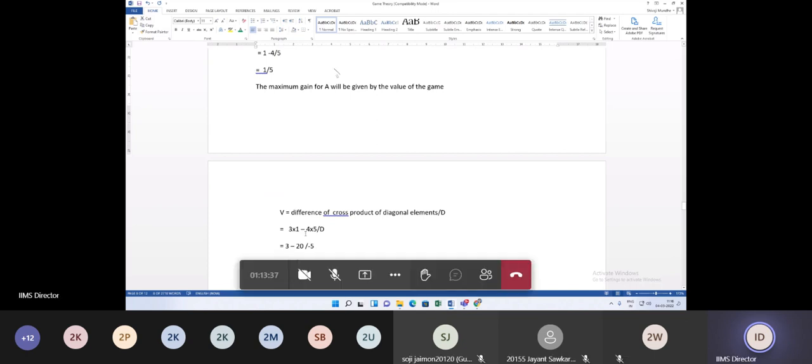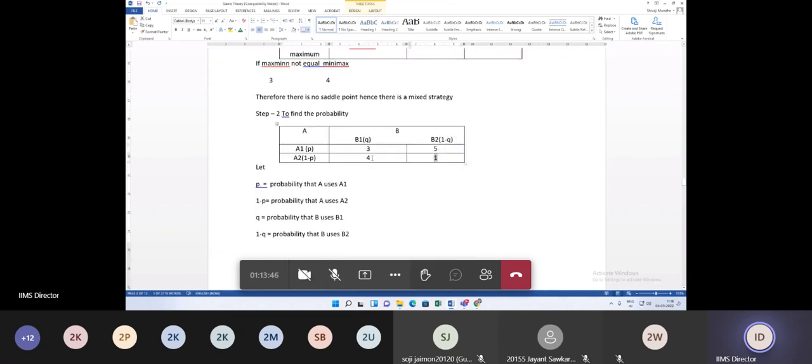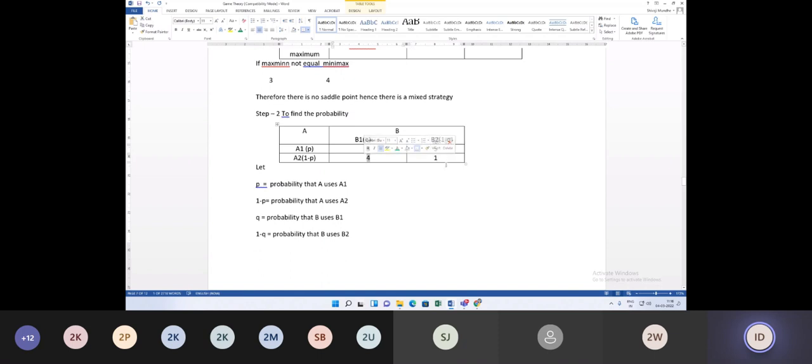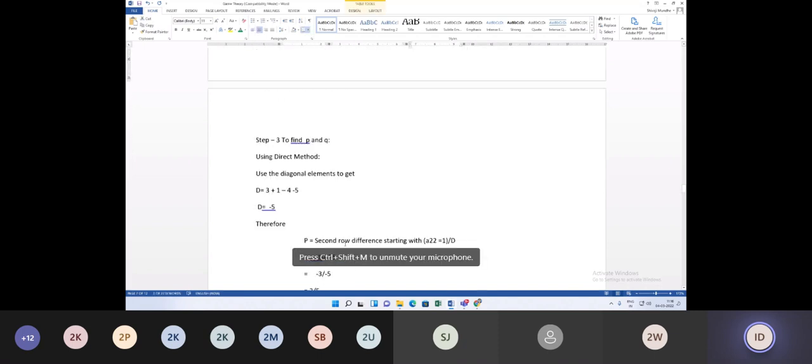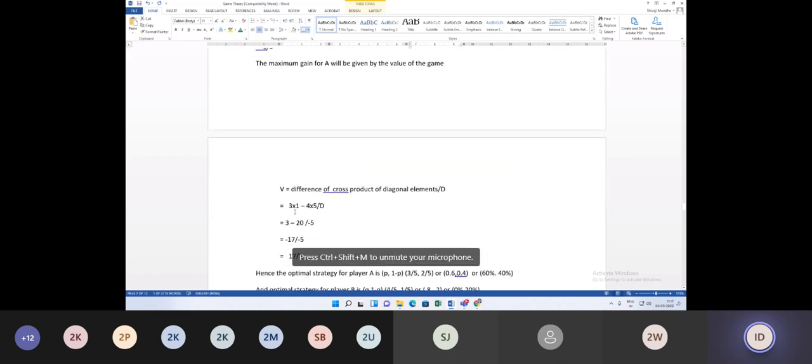Now 3 multiplied by 1 minus 4 multiplied by 5. So the diagonal elements' product, right? 3 multiplied by 1 minus 4 multiplied by 5, and this is divided by D. Here is the same thing we worked out: V is equal to 3 multiplied by 1 minus 4 multiplied by 5, divided by D. So 3 minus 20, that is minus 17, divided by minus 5, which is 17 by 5.